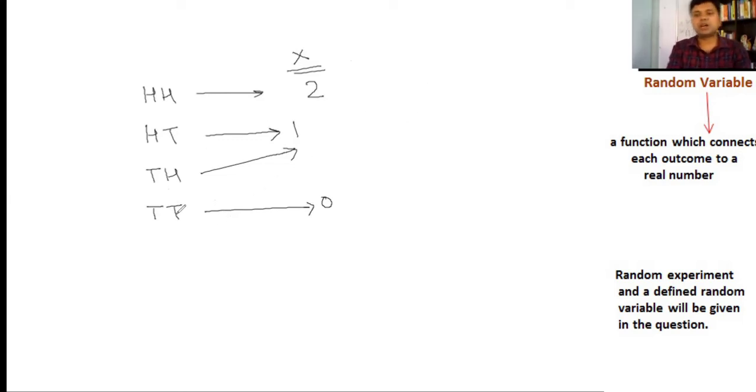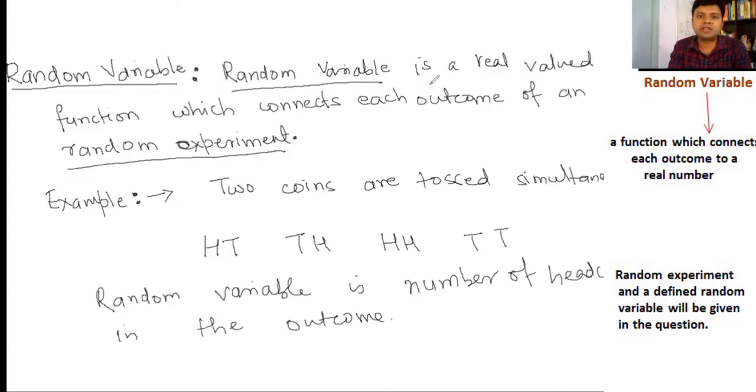So this is how we define a random variable. We can see very clearly here that each outcome has been associated with a real number. HT is associated with 1, TH with 1, TT with 0. That's how we define a random variable: a real valued function which connects each outcome of a random experiment with real numbers.